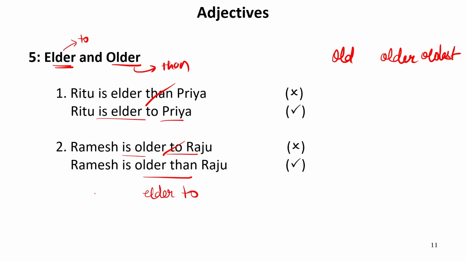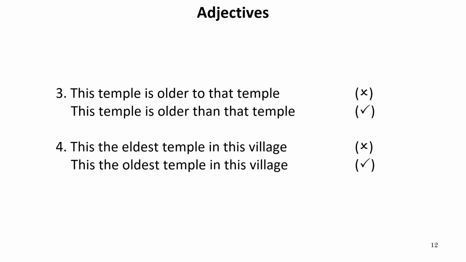In case of animals, we use older, not elder. For example, that dog is older than this one. So, older than. In case of animals, we do not use elder. Instead, we use older. Now, let us see some more examples. This temple is older to that temple. Whenever we are talking about a non-living thing, a building, we use older and not elder. So, this temple is older than that temple. This is the eldest temple in this village. This is incorrect. It should be replaced with oldest.